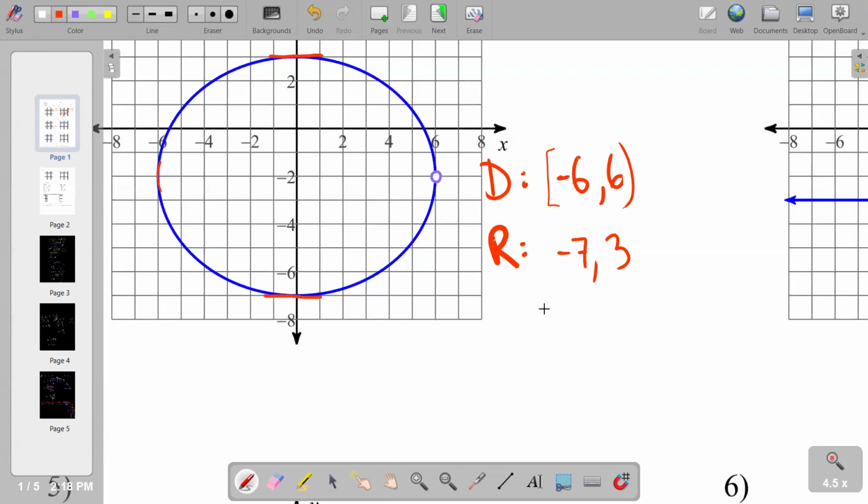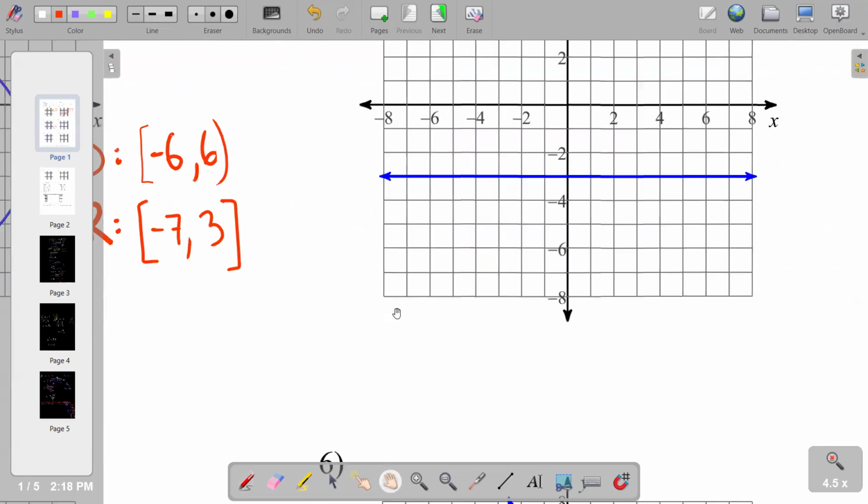Does it reach -7? Yes. Does it reach 3? Yes. Okay. Squares if it gets there, rounds if it doesn't.